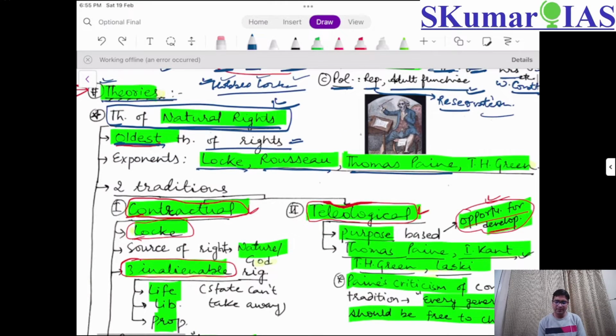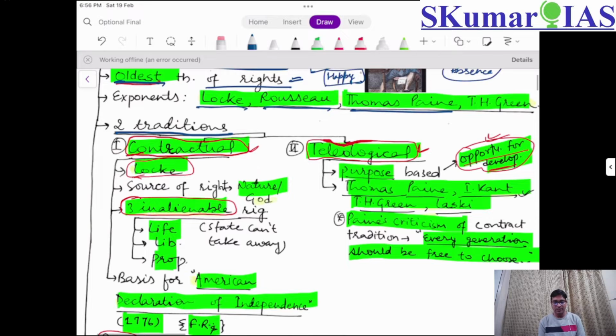As I already explained, in the theory of natural rights, human intellect, human reason, is the source of natural rights. The theory says that man is reasonable, and in the state of nature man was happy, and the reason of man was the basis for the rights. These rights, which exist in the absence of the state, are called natural rights due to human reason. There are two traditions of the theory of natural rights. What are the two traditions?